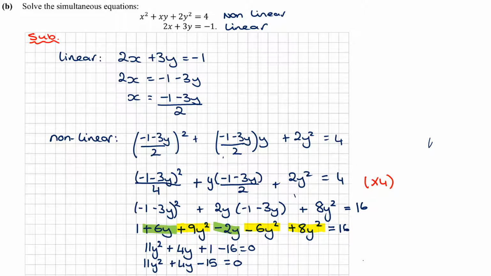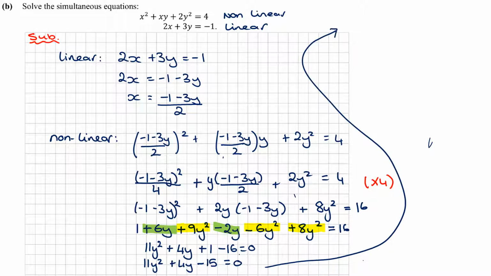So I'm going to move back up here, just up here to finish. So we end up with 11y squared plus 4y minus 15 equals 0.